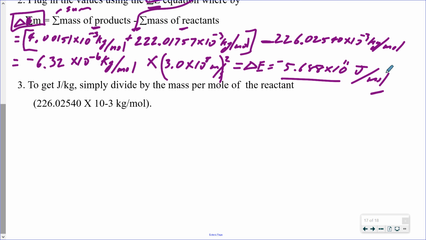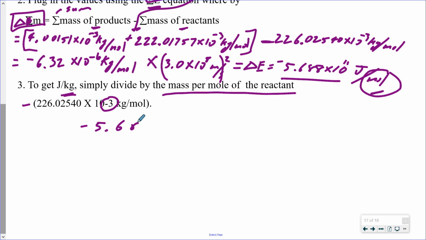Again, imagining what a mole is can sometimes be difficult. So now let's change this and ask, what about per kilogram? And of course, this right here should be 10 to the negative 3. It should be superscripted. So in order to get the amount of energy per kilogram, all we need to do is divide this answer that I have here by the mass per mole of our reactant, which is the number that I already have written above here, 226.02540 times 10 to the negative 3. So let me go ahead and do that. Again, all of the numbers should have been saved in the calculator until the very, very end.